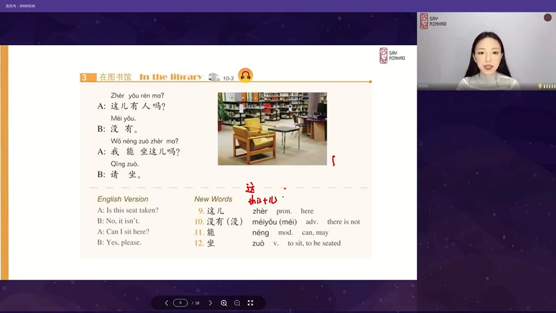Now I'll try to say your book is here. This is 你的书, your book, right? And is here is 在这儿. Every time we want to express the location, we will use 在, okay? 在, 你的书, 在这儿. Okay, next one is 没有, 没, 没有.